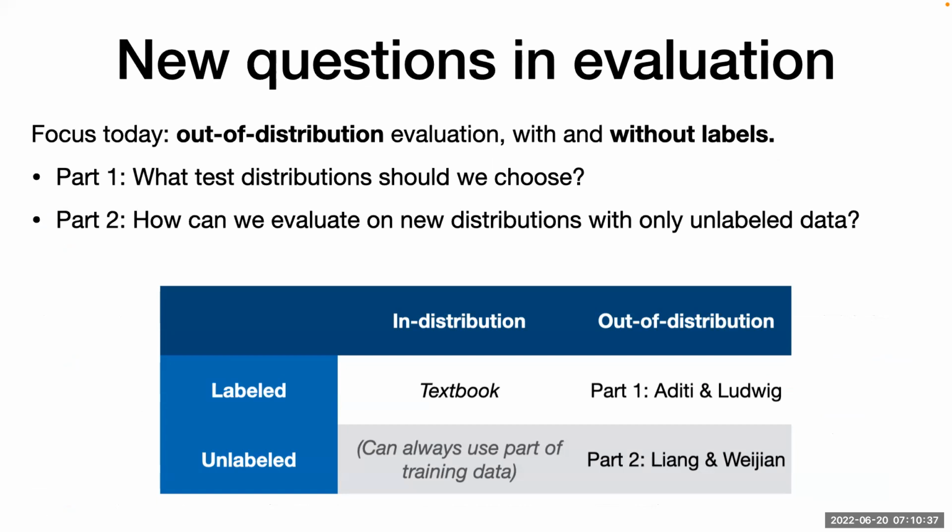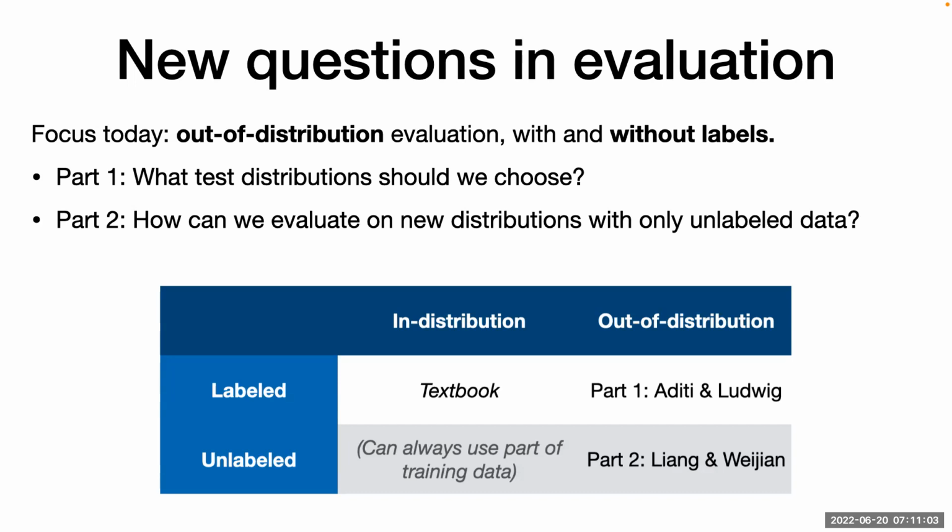And in order to illustrate this a little bit with a 2 × 2 plot here, you can think of this tutorial today as one dimension being in distribution versus out of distribution, and the other dimension being labeled versus unlabeled. So the textbook regime that we all know about from ML 101 is in distribution data with labeled examples. And in part 1, Aditi and I are going to talk about out of distribution, but we still assume you have labeled data.